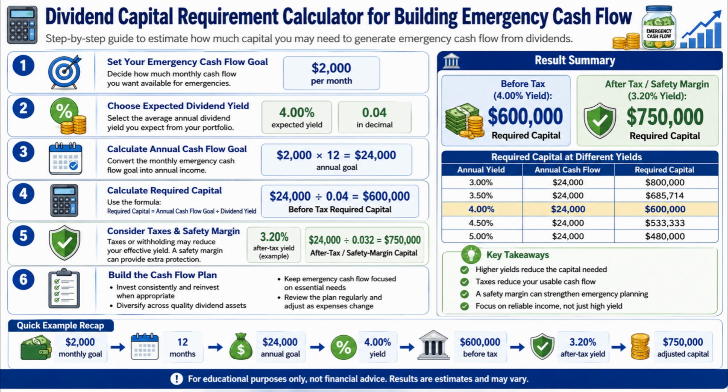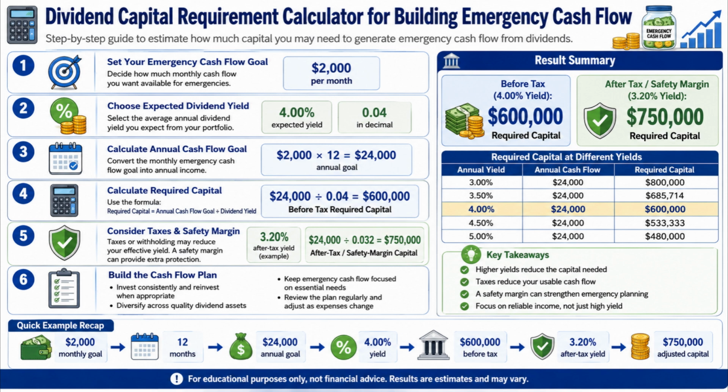However, it is also important to consider taxes and a safety margin. In many cases, taxes or withholding reduce the income you actually keep. That is why the infographic also shows an after-tax or safety margin yield example of 3.2%. When the annual goal of $24,000 is divided by 0.032, the required capital increases to $750,000. As you can see, taxes and safety adjustments raise the amount of capital needed.